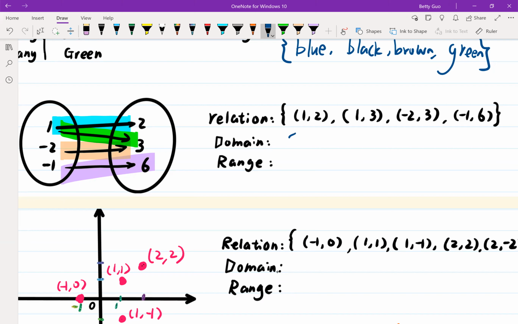Anyone can tell me what's the domain and range this time? 1, 1, -2, -1. Okay. If we have repeated elements, we only write it once. You're right, we do have 2 ones, but 1 repeated itself twice, so we only write it once. If you have 2 identical elements in a set, you only write it once, okay? What about the range? 2, 3, 6, good.